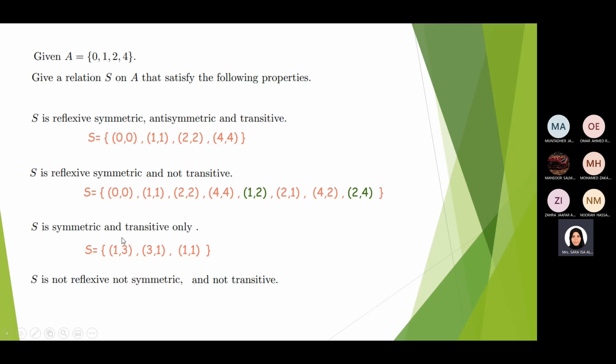The result to make it transitive is (1, 1). So I include (1, 1). You can write any relation. Maybe some students will add, for example, (0, 0), (4, 4). They will not add (2, 2). It's also not reflexive, so it's okay. It is not anti-symmetric because (1, 3), (3, 1), and 1 and 3 are not equal. So here we make it symmetric and transitive only.